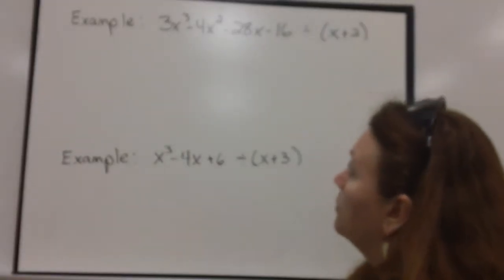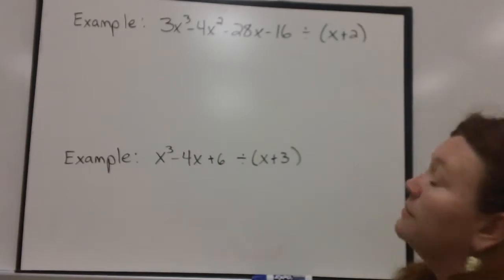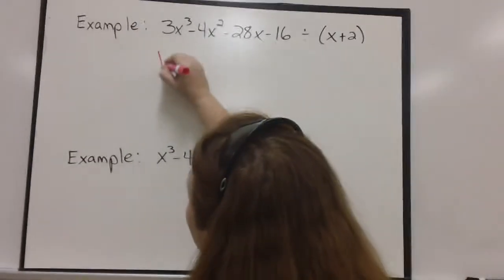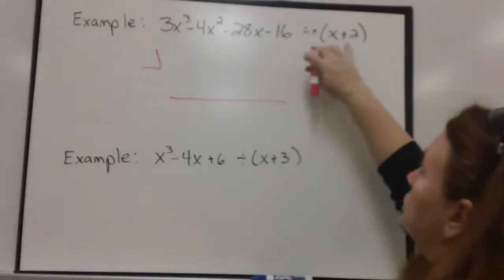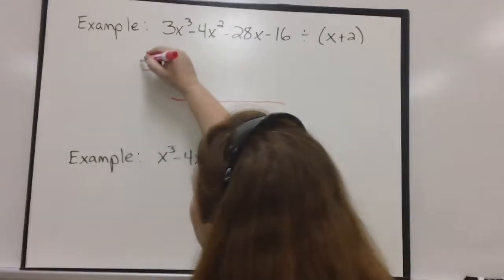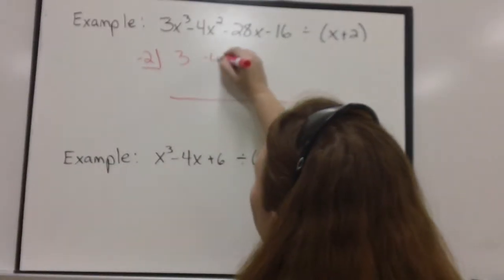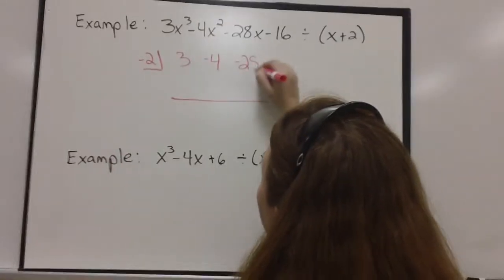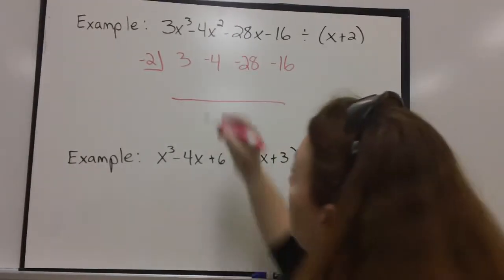I'll use pink. 3x cubed minus 4x squared minus 28x minus 16 divided by x plus 2. I'm going to make my box, draw my line. What goes in the box? Change the sign, negative 2. All right, my coefficients are 3, negative 4, negative 28, and a negative 16. The first number comes straight down.